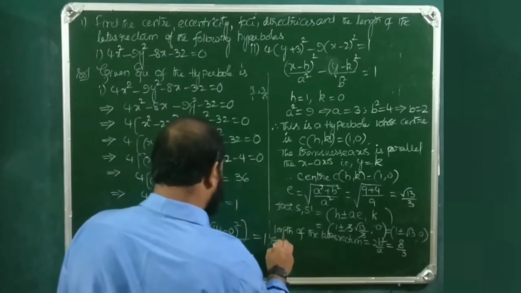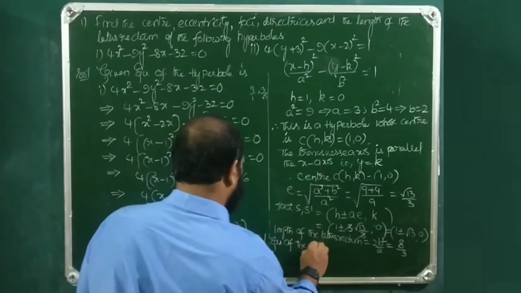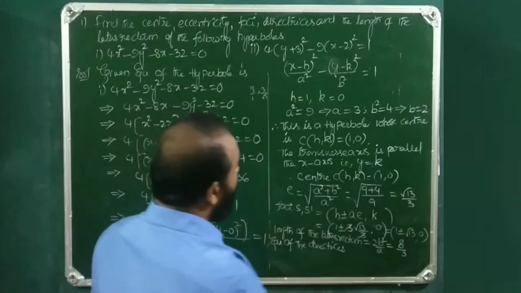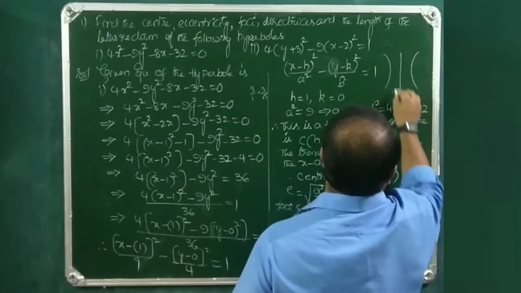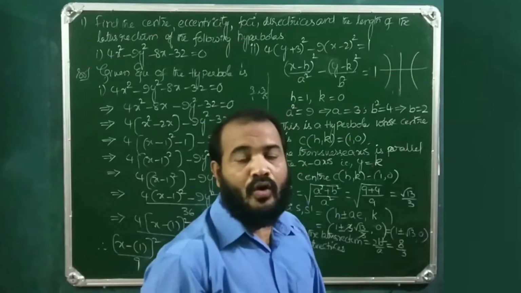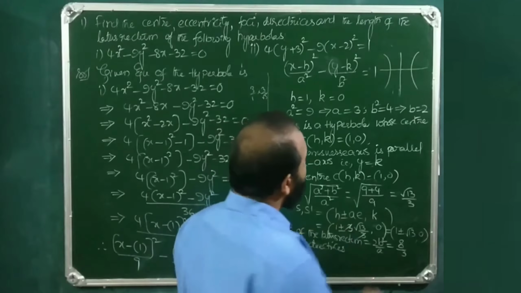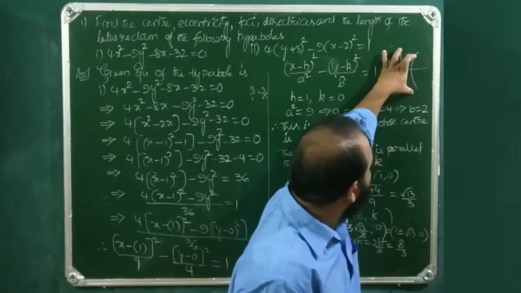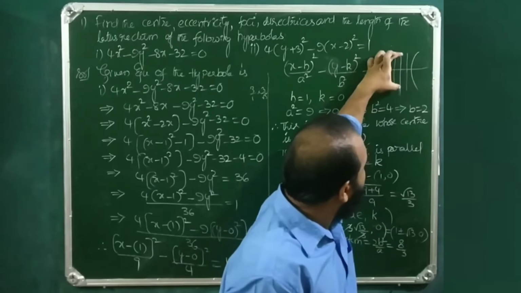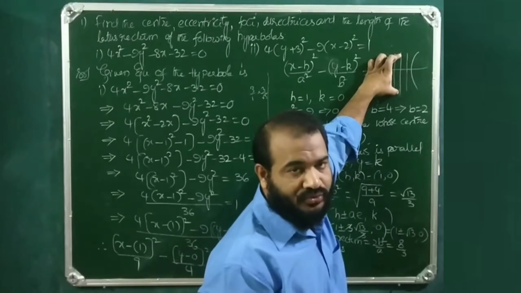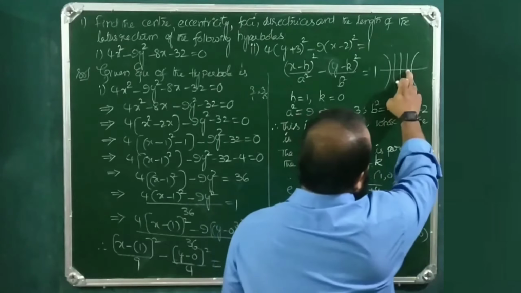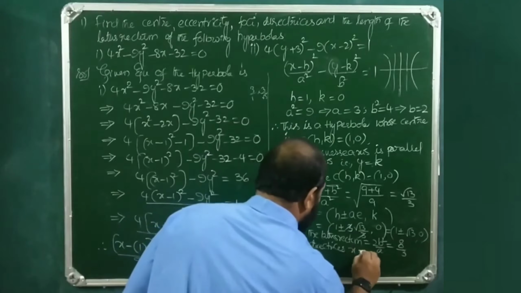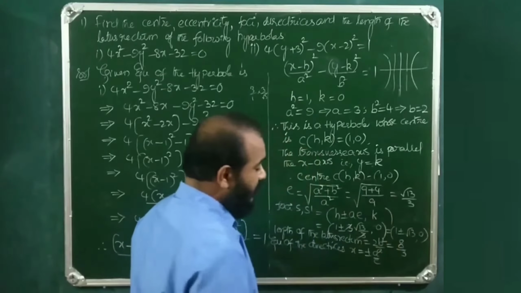And now the equation of the directrices. For the hyperbola whose center is at the origin, these two directrices are the lines which are parallel to the y axis. x equals to a by e comma 0 and minus a by e comma 0. Therefore, x is equal to plus or minus a by e.